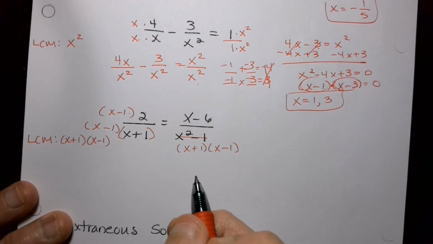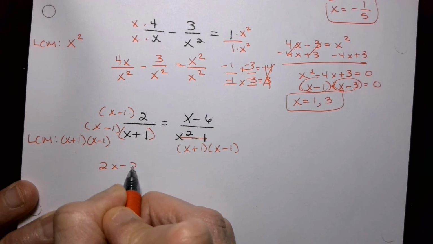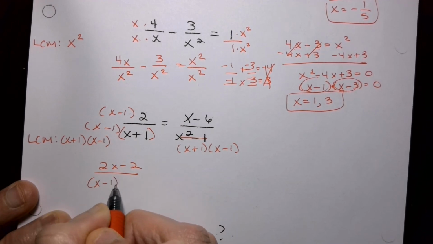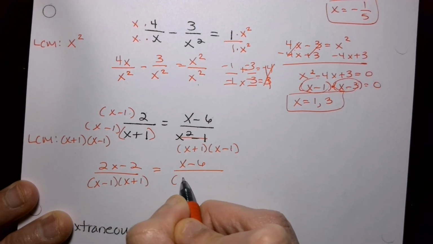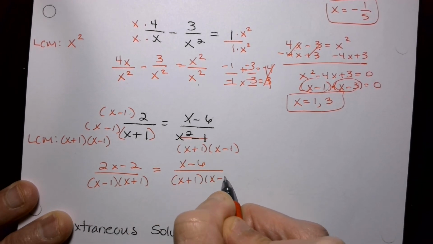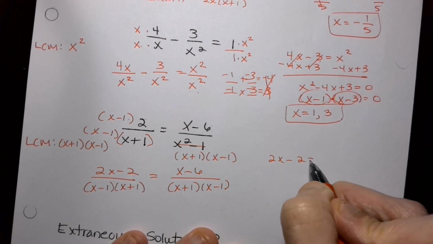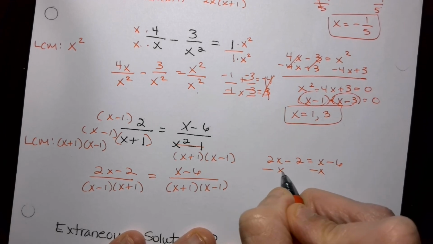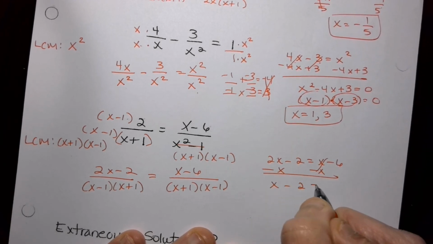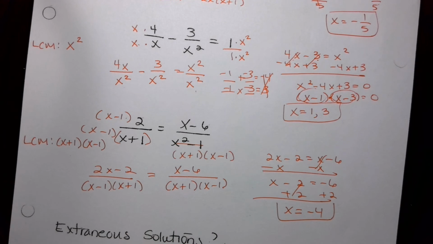Okay, so let's do that. So I'm going to actually distribute right away here and get my 2x minus 2 all over (x minus 1)(x plus 1), x minus 6 over (x plus 1)(x minus 1). Bottoms are the same. I can work with the top. And I'm going to subtract x. I'm going to add 2. And we are left with a -4.